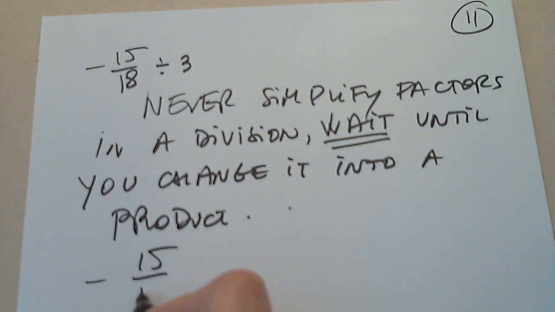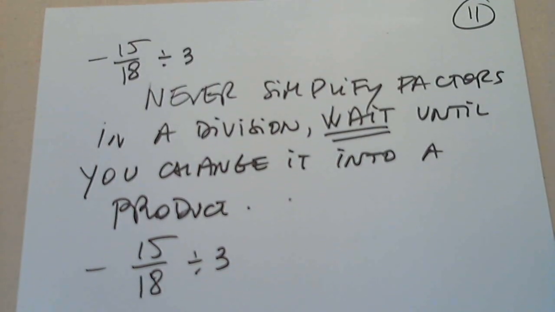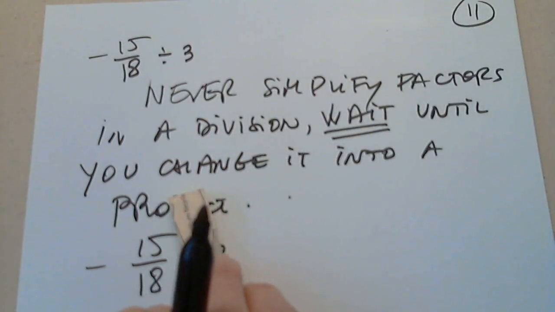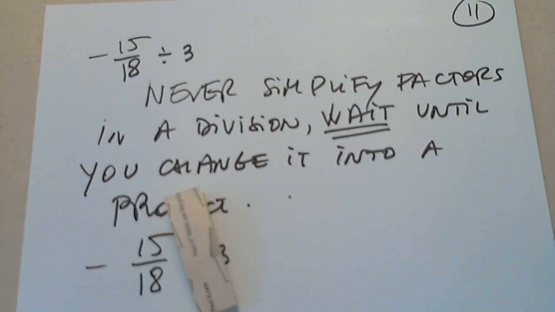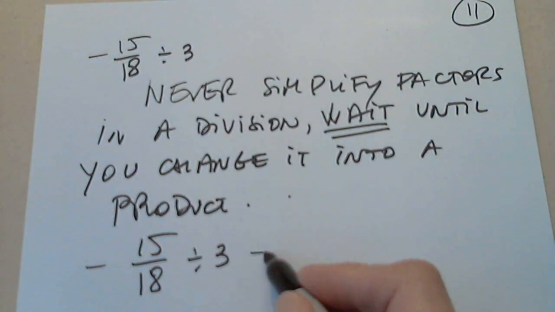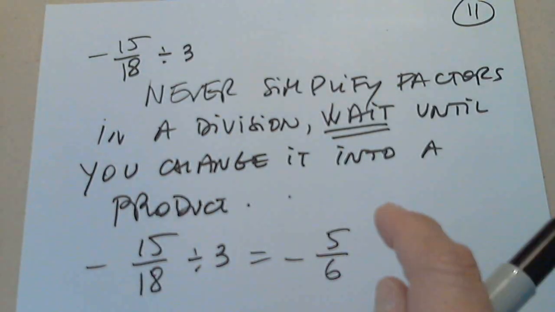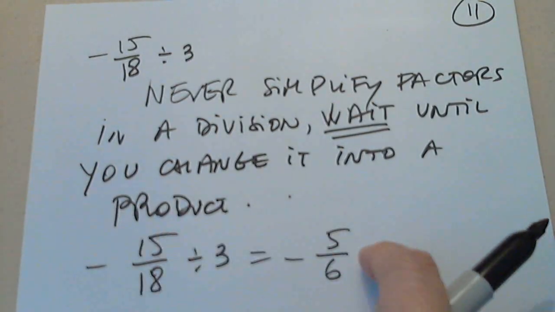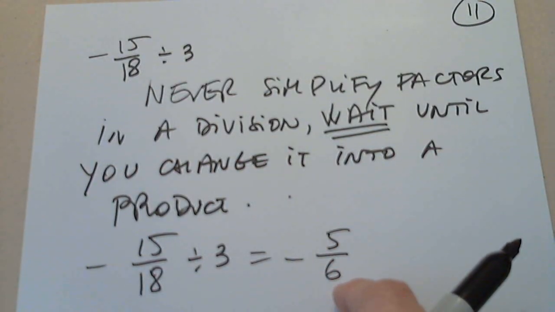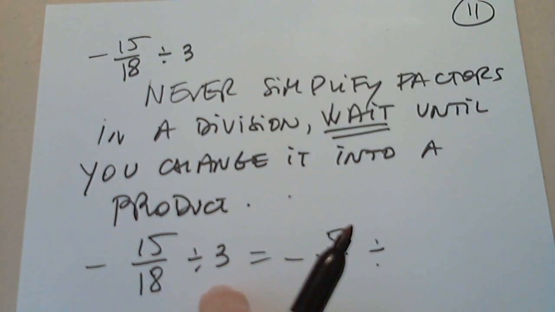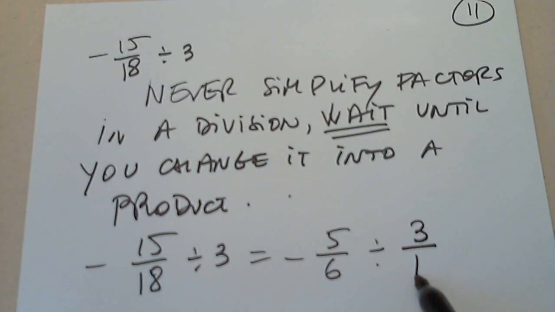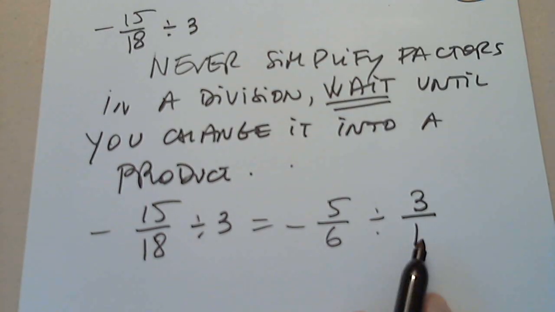So negative 15 over 18 divided by 3. I don't care what I see here. I know that 15 and 18 have a common factor of 3. I will simplify that first. A factor from the top, same factor from the bottom. So I have negative 5 divided by 6: 15 divided by 3 is 5, 18 divided by 3 is 6. And now, divided by, I will write it as 3/1, of course, because 3 is the same as 3/1.